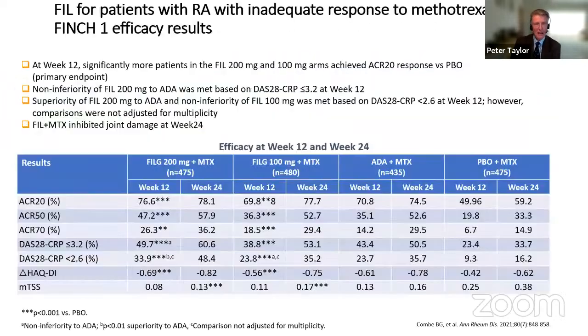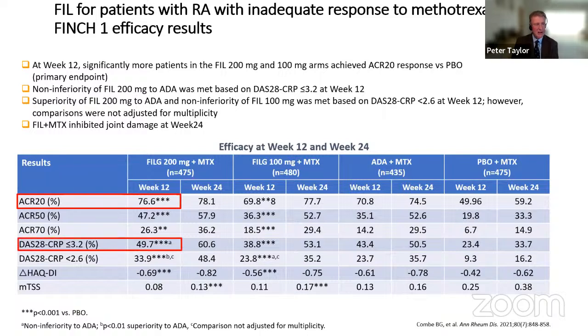And let's have a look at some of the issues. Well, this looks rather complicated, but I hope I'll make it very simple for you. So I've deliberately chosen to tabulate a number of efficacy outcomes either at week 12 or at week 24. And let's look at them one by one. So first of all, I'll highlight ACR 20, which is the primary outcome. And you can see that the primary outcome was met because ACR 20 for filgotinib 200 plus methotrexate was statistically significantly different from placebo.